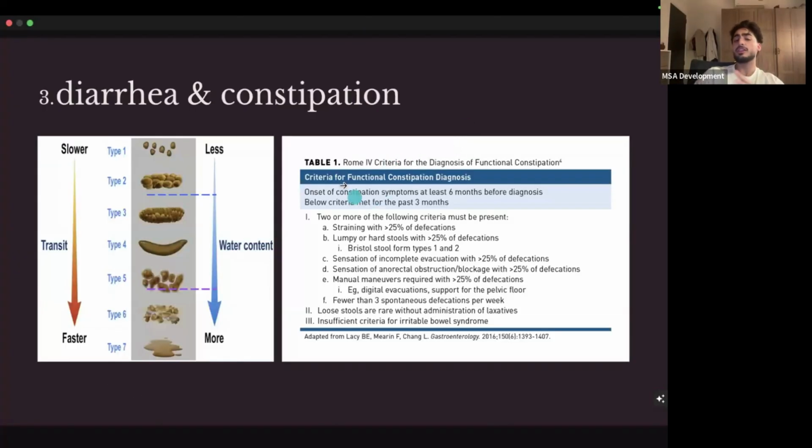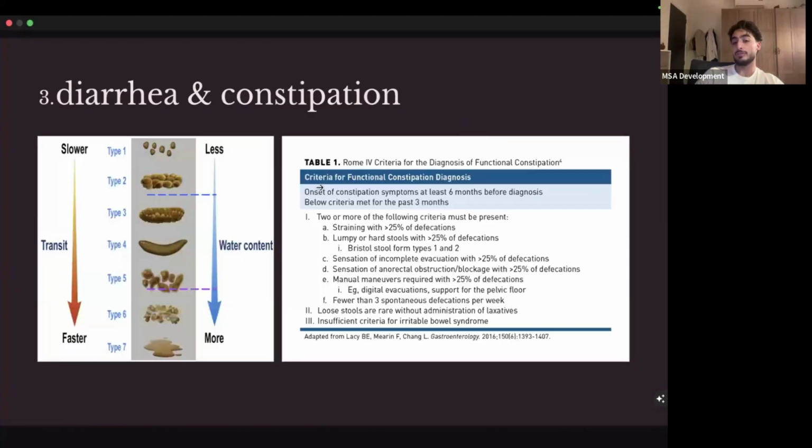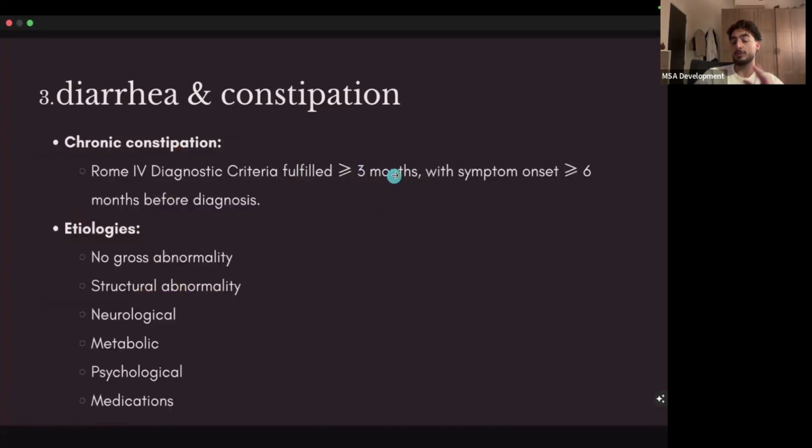Okay. So again, the Rome 4 criteria, which we'll go over in a minute, you have to fulfill at least three of these criteria for 3 months with symptom onset equal to or greater than 6 months before diagnosis. All right. And the different etiologies we have for constipation are constipation with no gross abnormality. So you could be suspecting something maybe metabolic or something maybe motility related. Or if there's an actual structural abnormality, it's going to be a lot easier to diagnose.